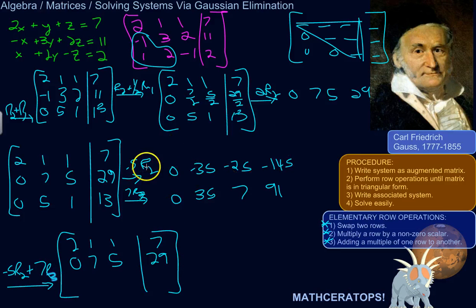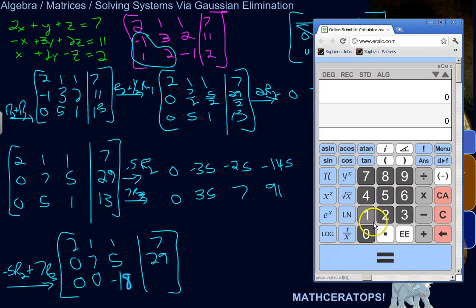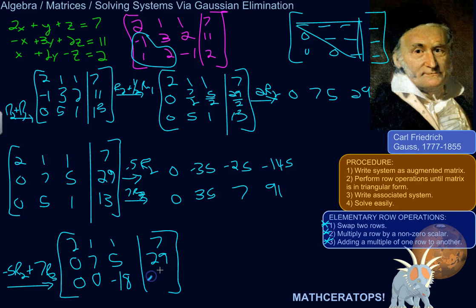Okay, so now, since I already did those calculations, I just add these values. So 0 plus 0 is 0. Negative 35 plus 35 is 0. Negative 25 plus 7 is, what is that? Negative 18. Negative 145 plus 91. I'm just going to do that on the calculator because my brain is frying. So 91 minus 145, negative 54. Thank you, calculator.